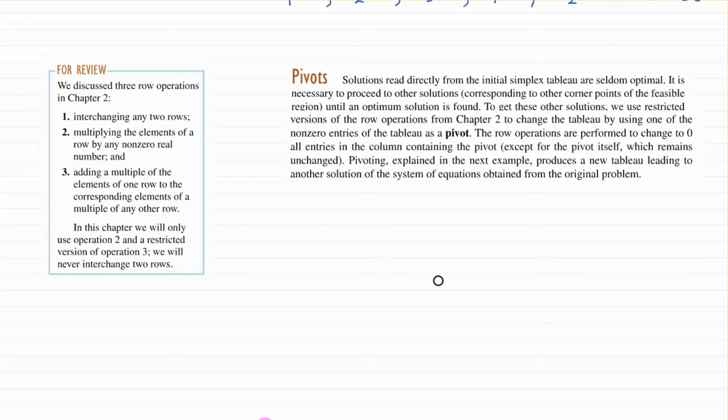Getting a solution from an initial Tableau doesn't happen very often, and it's necessary to proceed to other solutions. To get those other solutions, we use restricted versions of the row operations that we did in Chapter 2, and we change the Tableau using one of the non-zero entries of the Tableau that we call a pivot. The row operations are used to change the other items in the column to 0 except for the pivot itself, which remains unchanged. We'll see that in the examples in the problem set. Let's move towards that.